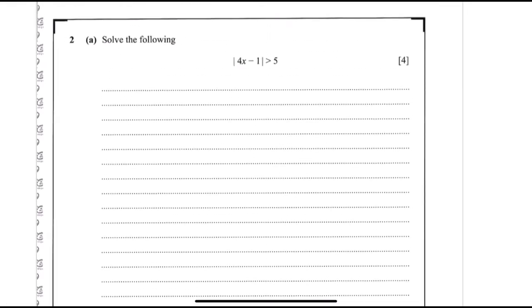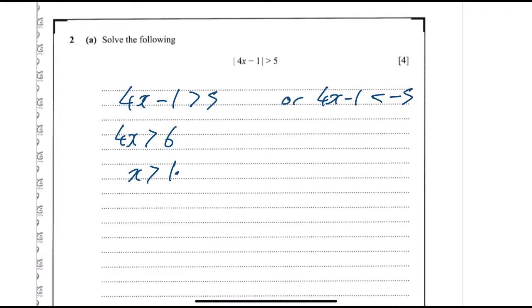So, a nice easy question. Next one says solve the following. Nice easy one again. You've got an inequality, not even a quadratic inequality. So do 4x plus 1 is greater than 5, or 4x minus 1 is less than, and change the sign to minus 5. Let's tidy this up. That's 4x is greater than 6, which means x is greater than 6 over 4, which is 1.5. Or over here, bring that minus 1 across, it becomes plus 1, so minus 5 plus 1 is minus 4, and x is less than minus 1. So x is less than minus 1, or x is greater than 1.5.